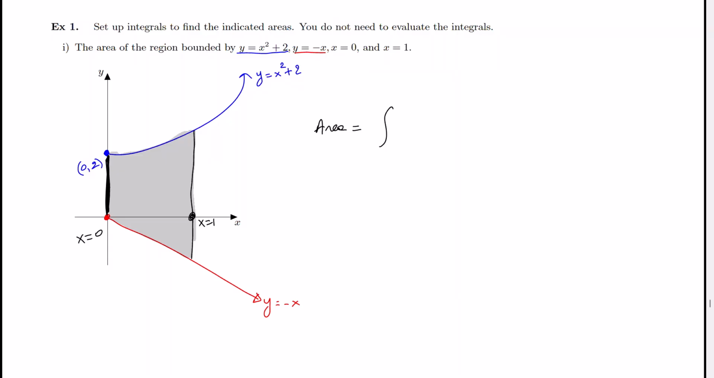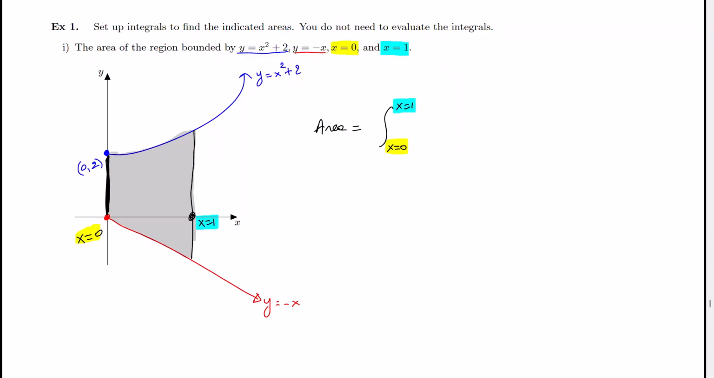And for us, the starting point is x equal to 0. So that's going to be the lower bound. We can either write x equal to 0 or just put 0, all the way to x equal to 1. That's where we're stopping. That's the stopping point. So that will be the upper bound.